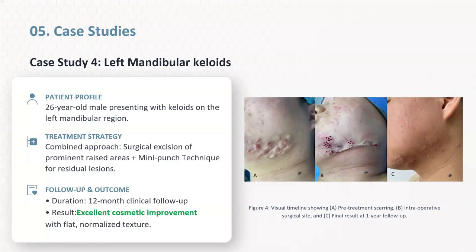This 26-year-old male had a mix of raised and flatter scars on his left mandible. To address the different types of scar tissue, we used a tailored combination of surgical techniques. We performed direct surgical excision for the larger, more prominent scars, and then the mini-punch technique to refine the remaining flatter lesions.